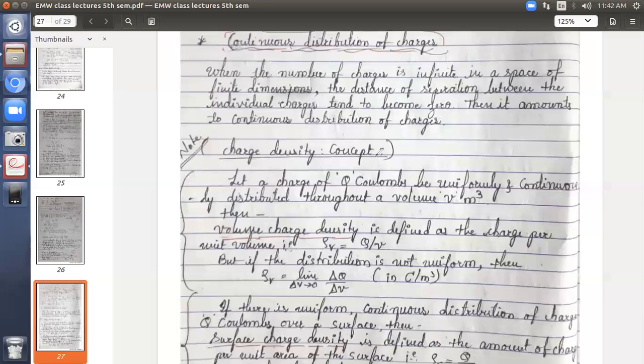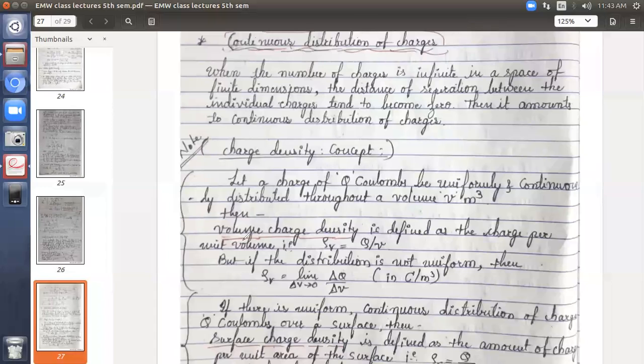For example, if you are finding volume charge density, it will be charge by volume. If you are finding surface charge density, it will be charge divided by the area of that surface. And for line charge density, it will be the charge divided by the length of that line. So there are three different charge densities that exist. We will first see what these charge densities are, and then we will go to the prescribed concept.